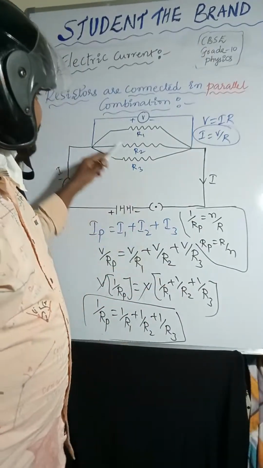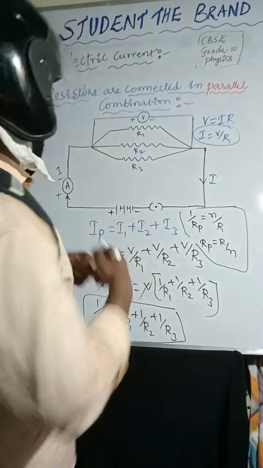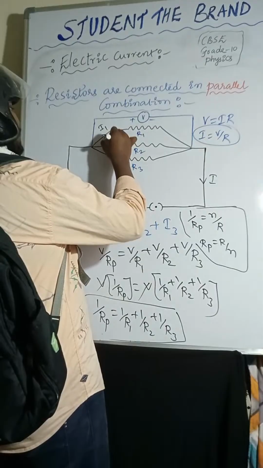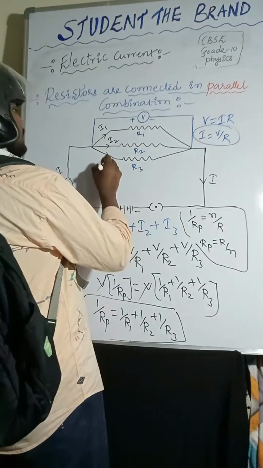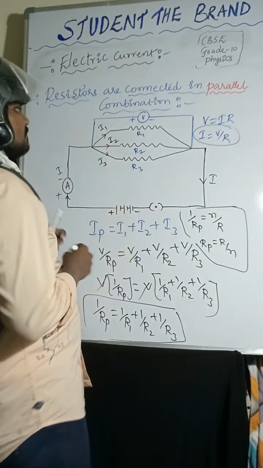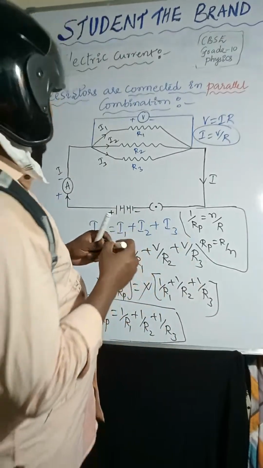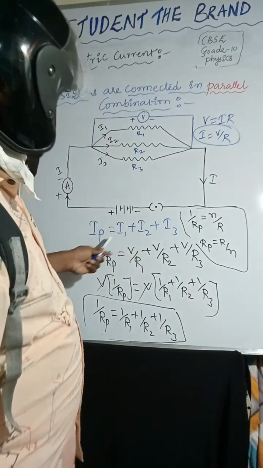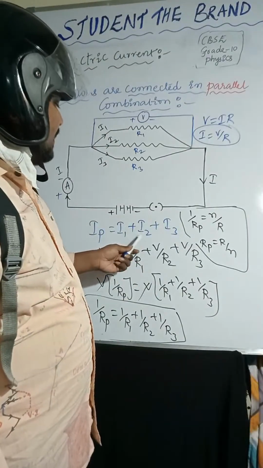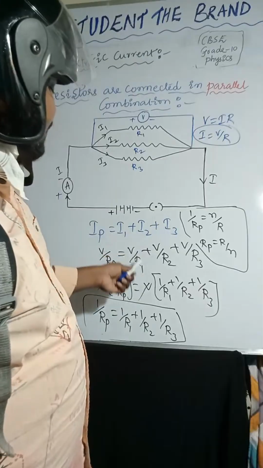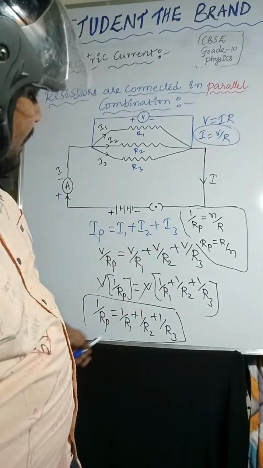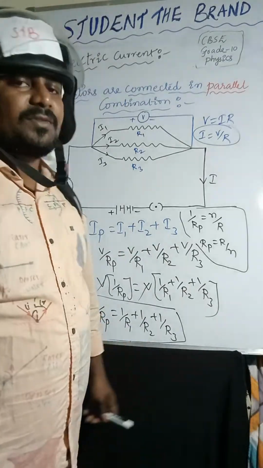Okay, once again, here current is different, right? So through R1, I1, through R2, I2, through R3, I3. Current is different, that's why. So current in parallel combination, I equal to I1 plus I2 plus I3, V by Rp equal to V by R1 plus V by R2 plus V by R3. V gets cancelled, 1 by Rp equal to 1 by R1 plus 1 by R2 plus 1 by R3.